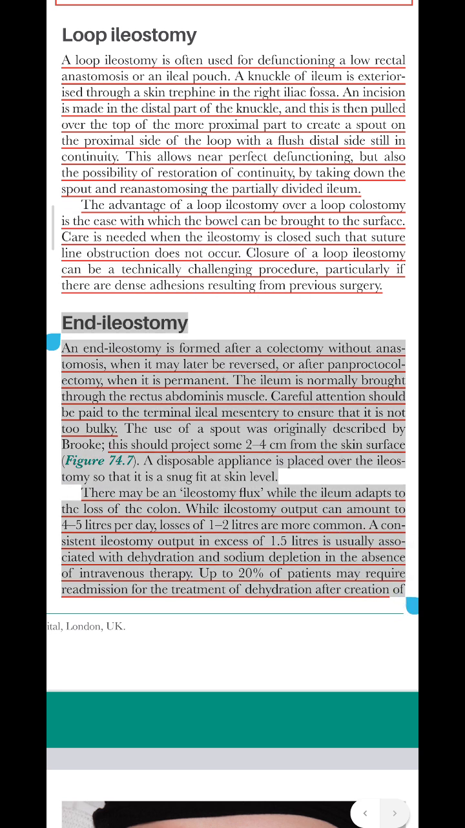End ileostomy. An end ileostomy is formed after a colectomy without anastomosis, when it may later be reversed, or after proctocolectomy, when it is permanent. The ileum is normally brought through the rectus abdominis muscle. Careful attention should be paid to the terminal ileal mesentery to ensure that it is not too bulky. The use of a spout was originally described by Brooke. This should project some 2-4 cm from the skin surface, figure 74.7.